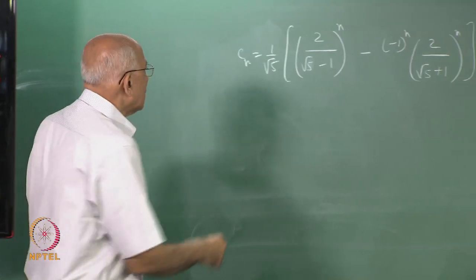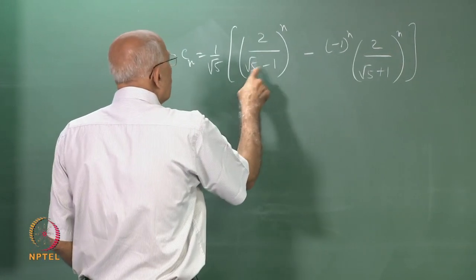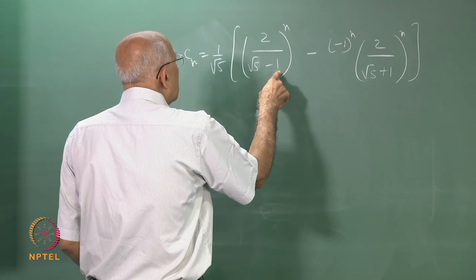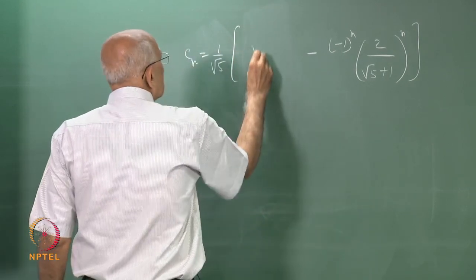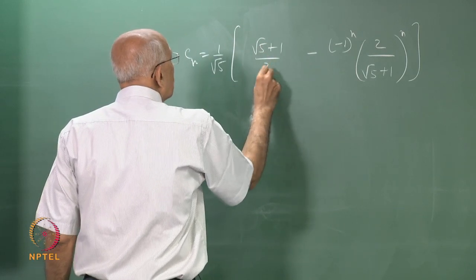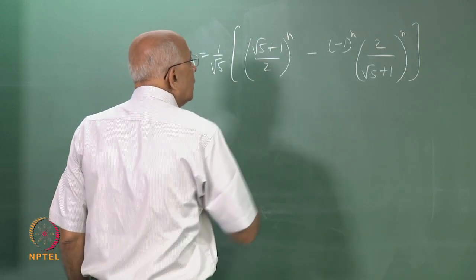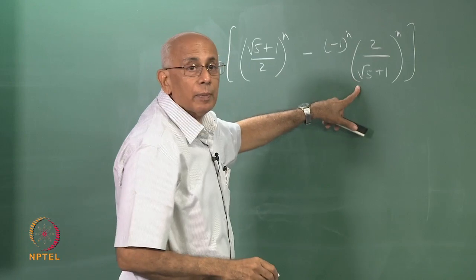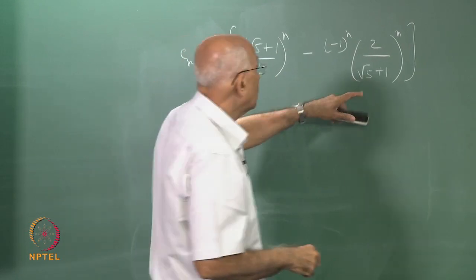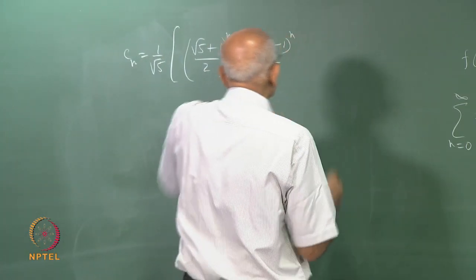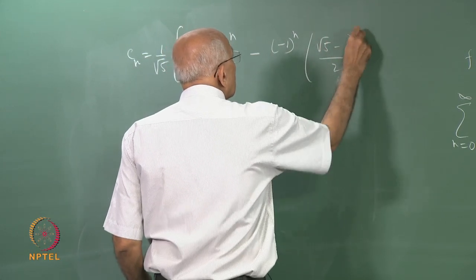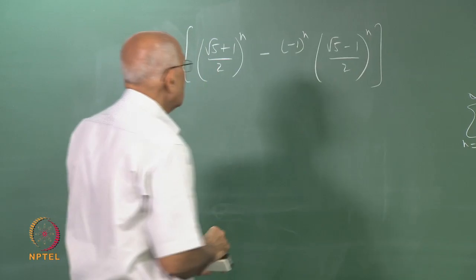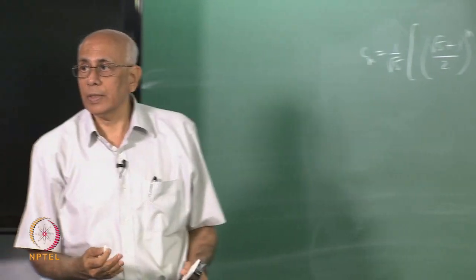Right. Let us rationalize this. So this becomes 2 over 4 and then root 5 plus 1 goes on top. So it is root 5 plus 1 over 2 to the power n, and then the same thing happens here except root 5 minus 1 goes on top. So root 5 minus 1 over 2 to the power n. That is the expression for Cn.